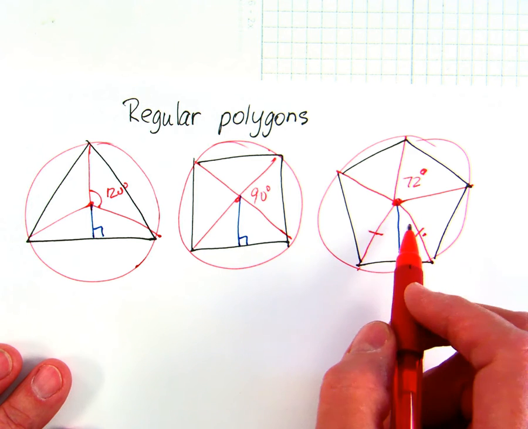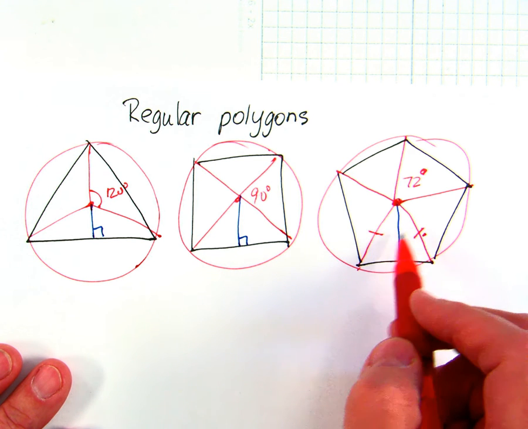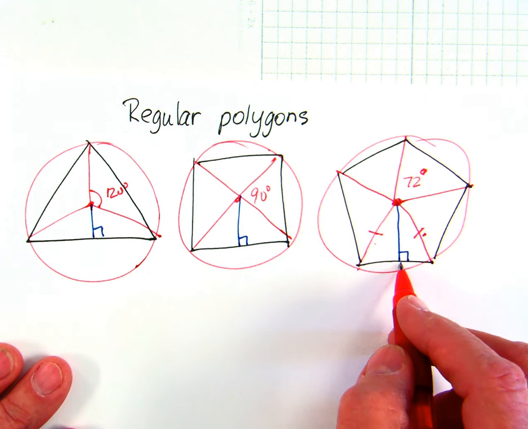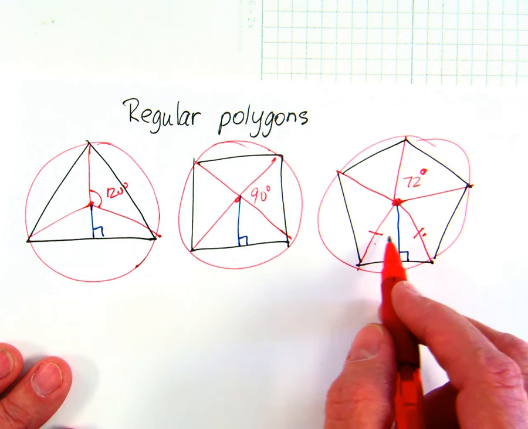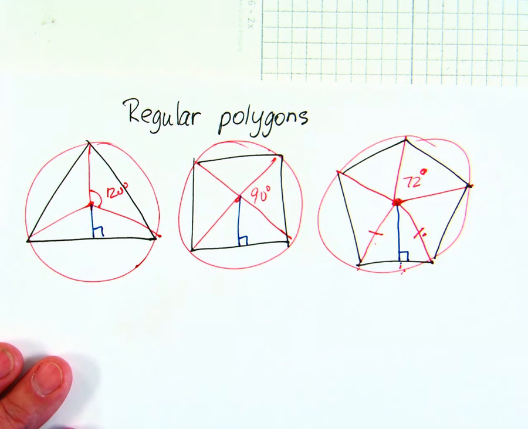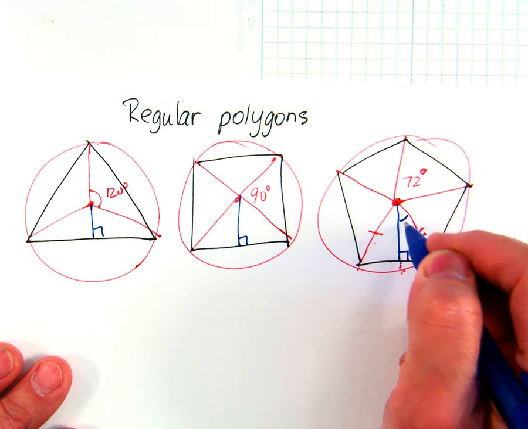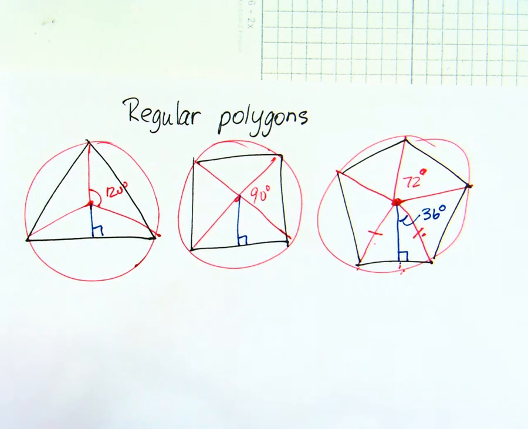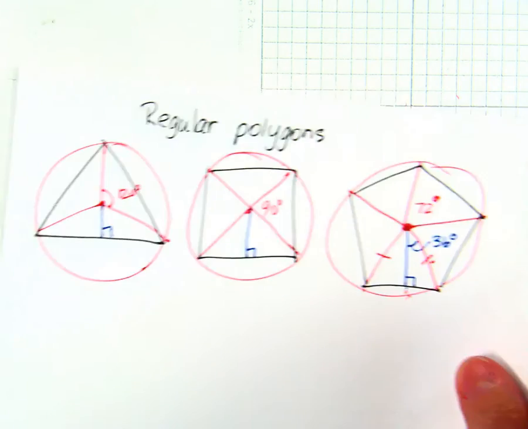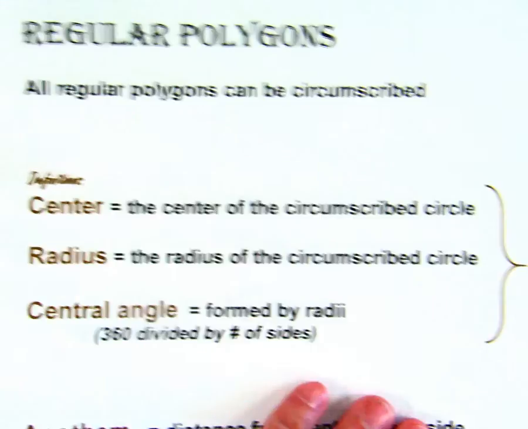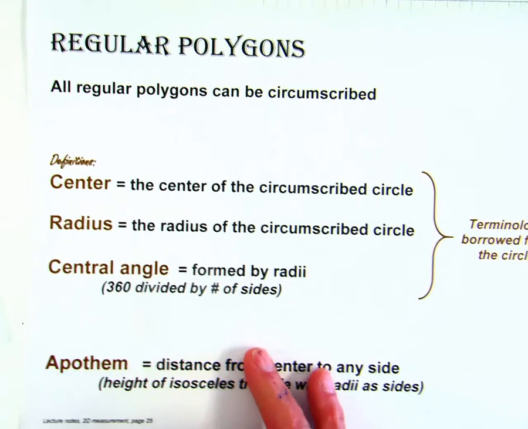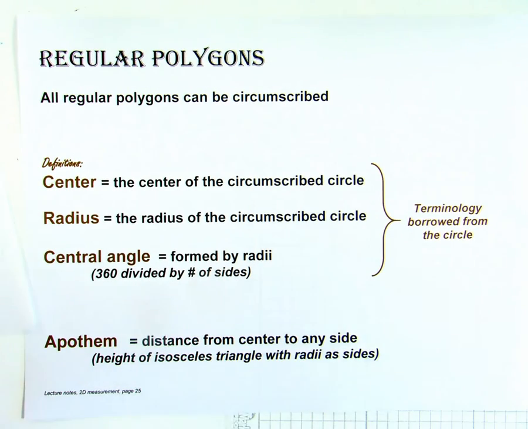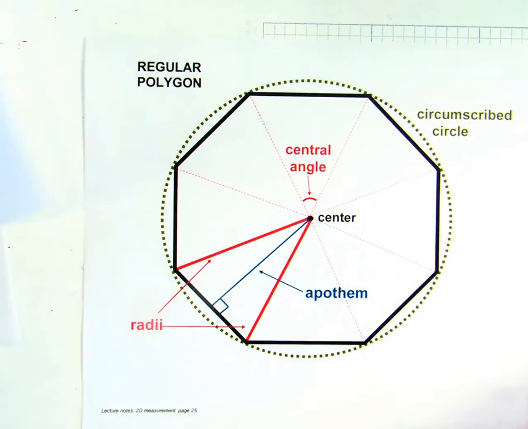Recall that in an isosceles triangle, an altitude dropped from the vertex to the opposite side bisects the angle, which means that this angle, the big one's bisected, so this is half of 72, which is 36 degrees, which will be true in a similar course for the others. This is written down pretty for you here, so you can read it. And here's what it looks like in a picture with an octagon.